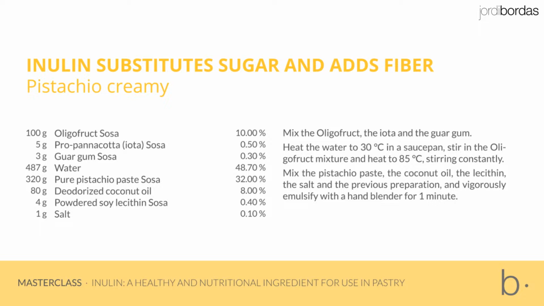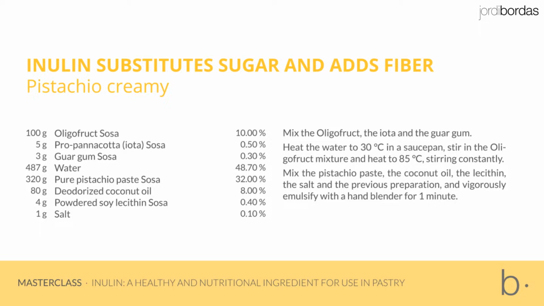That means that in that recipe, if we add the oligofructose sweetness and the naturally present sugar that we have in pistachios, around 4-5% of sugar if I'm not mistaken, we will have like 5-6 sweetness points in the final recipe. That is not too sweet, and I think that it's balanced for the kind of experience that we want with pistachio creamy. In that recipe we also have iota.